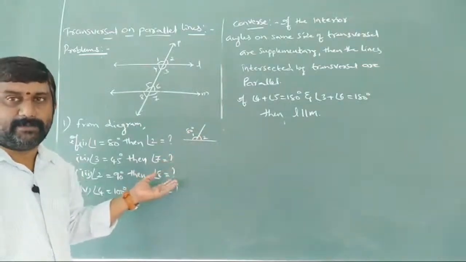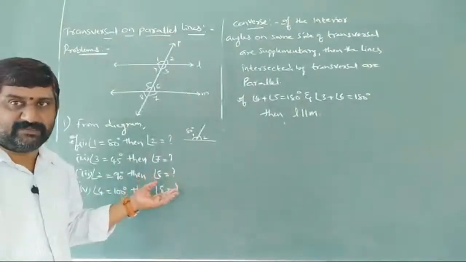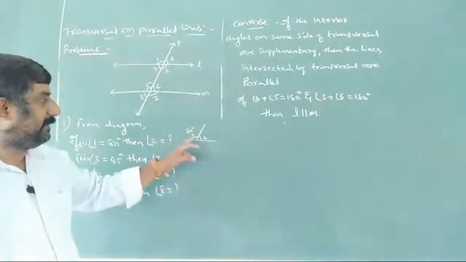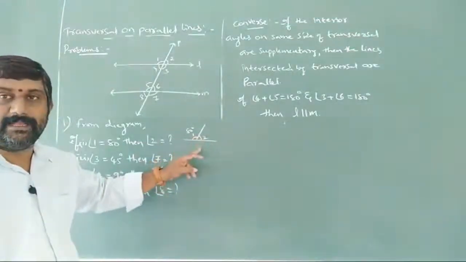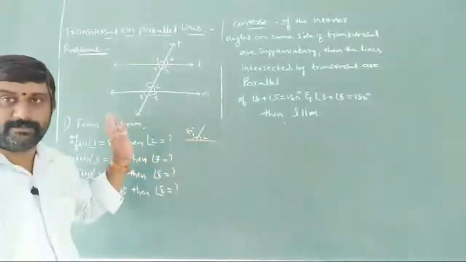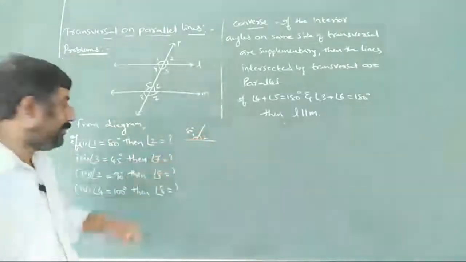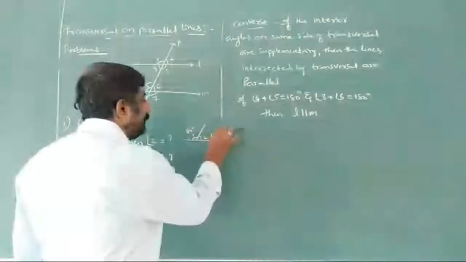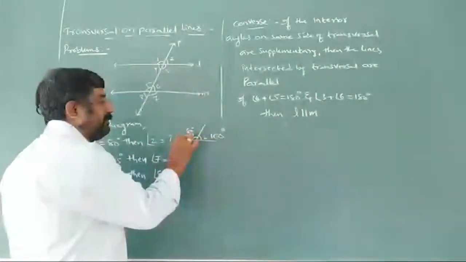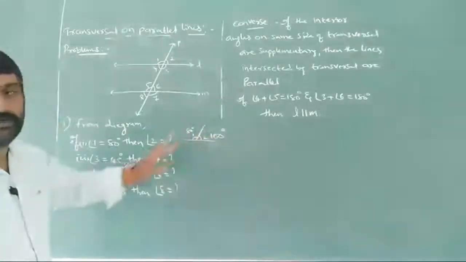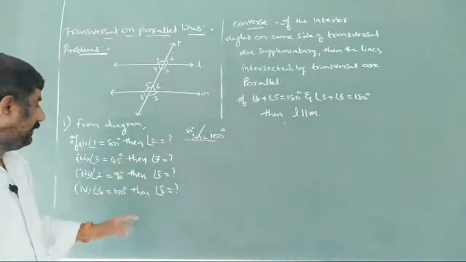What is a linear pair? Already we have discussed in our previous classes. A linear pair is nothing but two angles on a line whose sum is 180 degrees. So already it's 80 degrees. Then what about this? Automatically it should be 100 degrees. Total should be 180. So this is 80, so this should be 100 degrees. So this is the solution of the first one. By linear pair we are doing here.